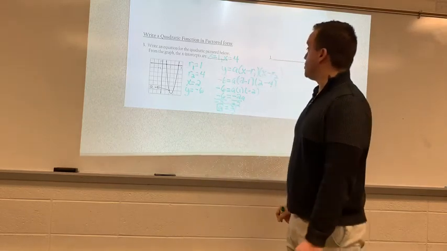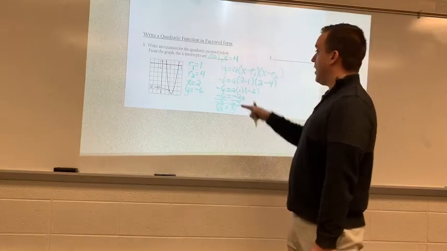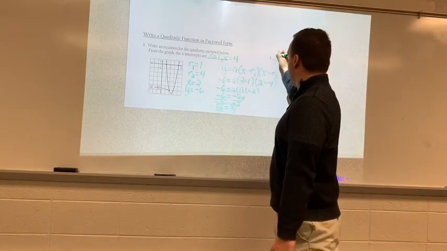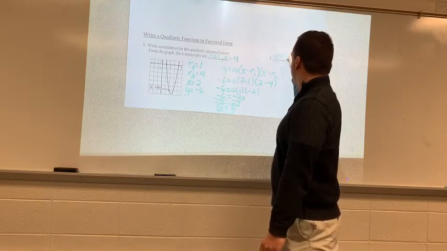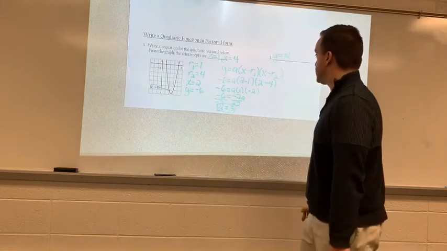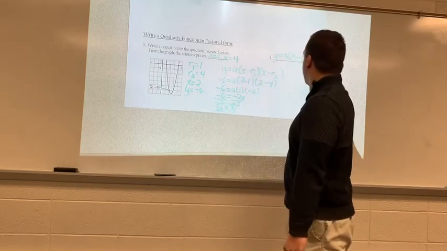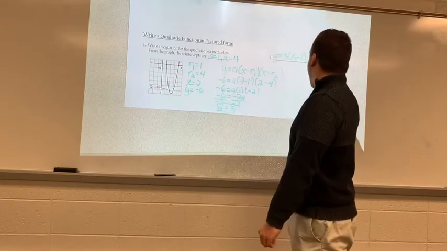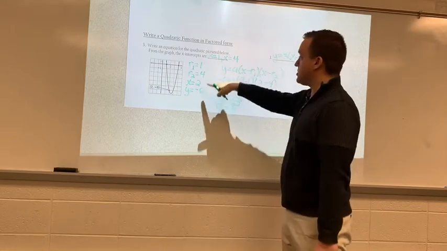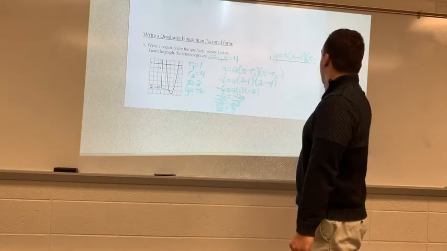So now to get the general form of factored form, we would write y equals 3 parentheses x minus R1, which is 1, and then times x minus R2, which is 4.